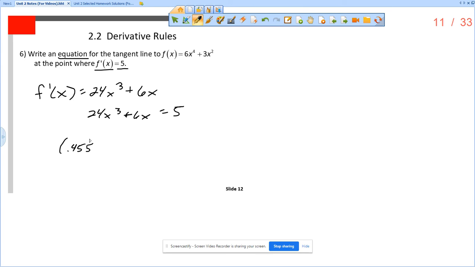So now if I'm going to write the equation of a line, I need to know a point and a slope. Well, the slope is given to us. It's 5. So now I need to know the point. Well, what's the y value? Well, it would be f of 0.455. So now I need to plug 0.455 into the original equation.